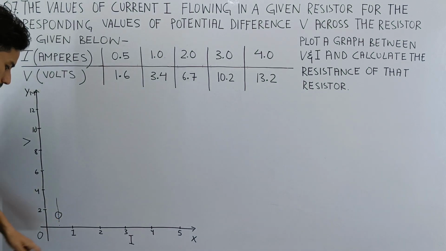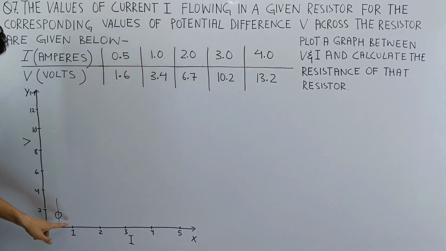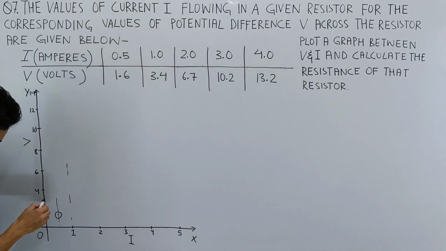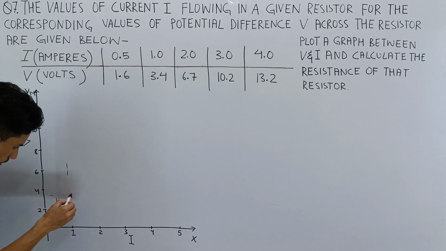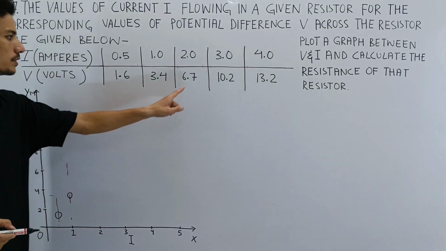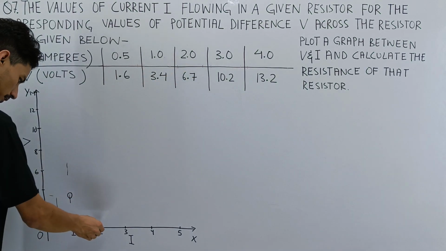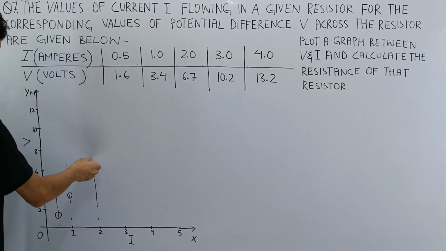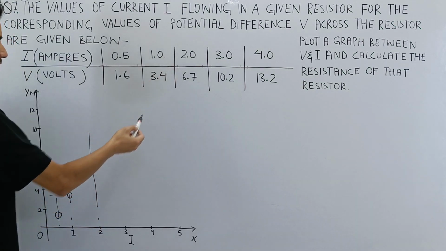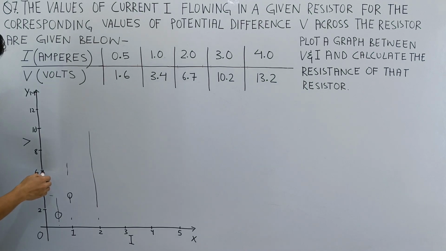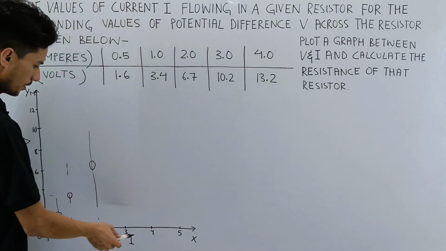Next, current is 1, so we are using this line. And potential difference is 3.4. This is 2, 3, so 3.4 will be somewhere here. Let's put a dot here. Next, current is 2, so we're going to use this line. And potential difference is 6.7, not even 7 but 6.7, so roughly somewhere here.